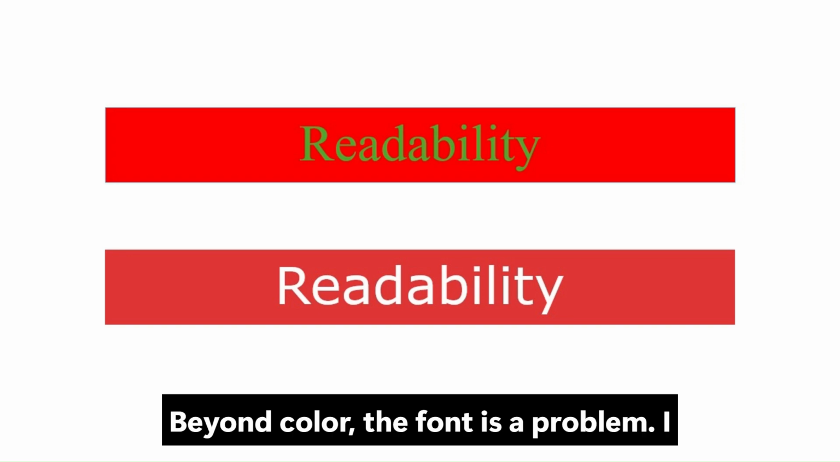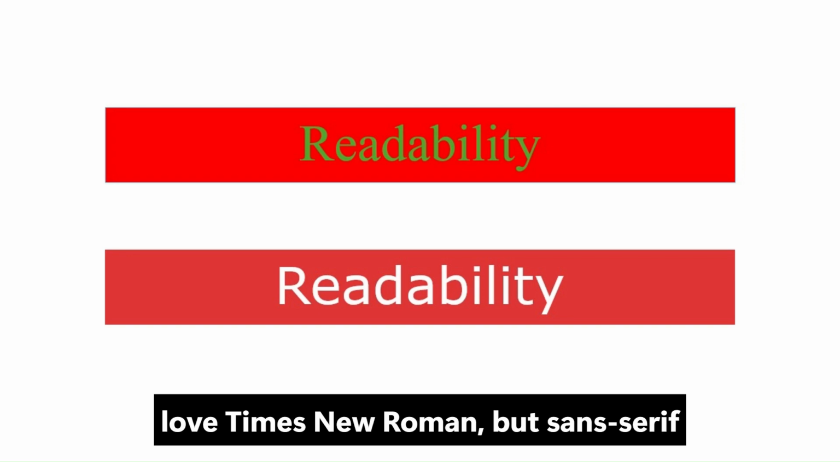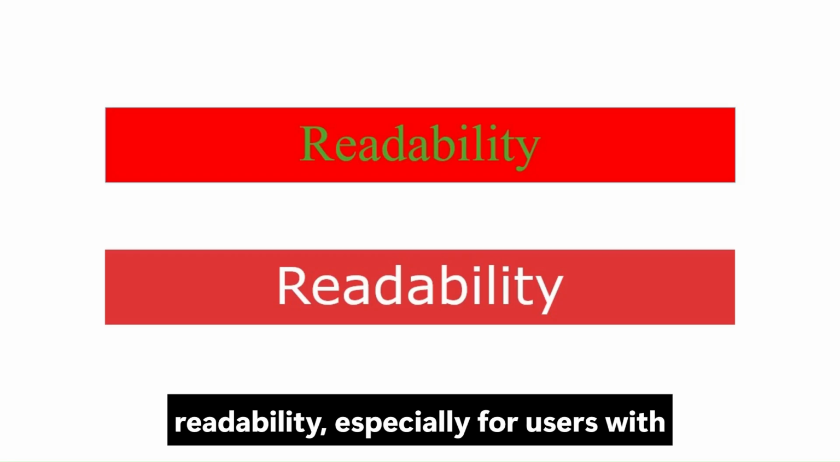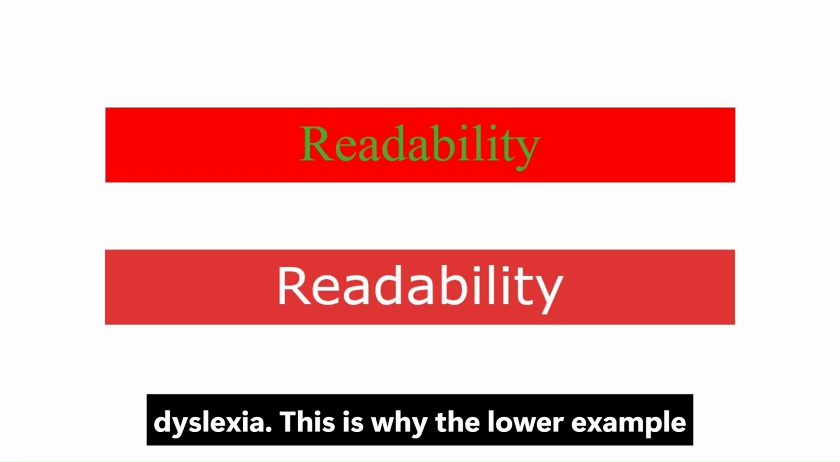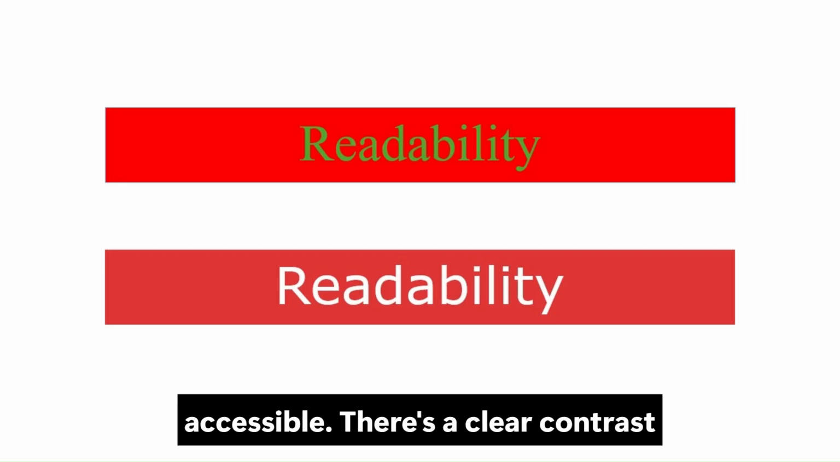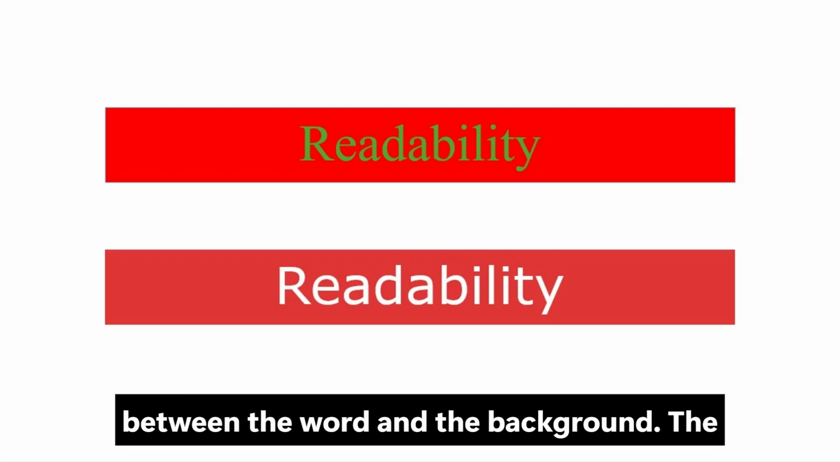Beyond color, the font is a problem. I love Times New Roman, but sans serif fonts are preferred for their spacing and readability, especially for users with dyslexia. This is why the lower example is much more attractive and more accessible. There's a clear contrast between the word and the background.